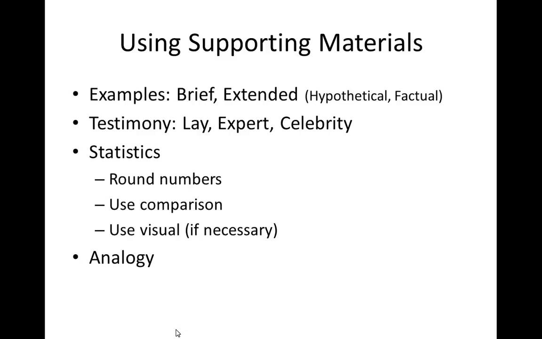Statistics. These are numbers that show relationships between ideas. When using statistics, it's very, very important to round your numbers. Make it easy for the audience to understand. So instead of saying it is 56.875, round it to almost 57%, or you could even say almost 60.